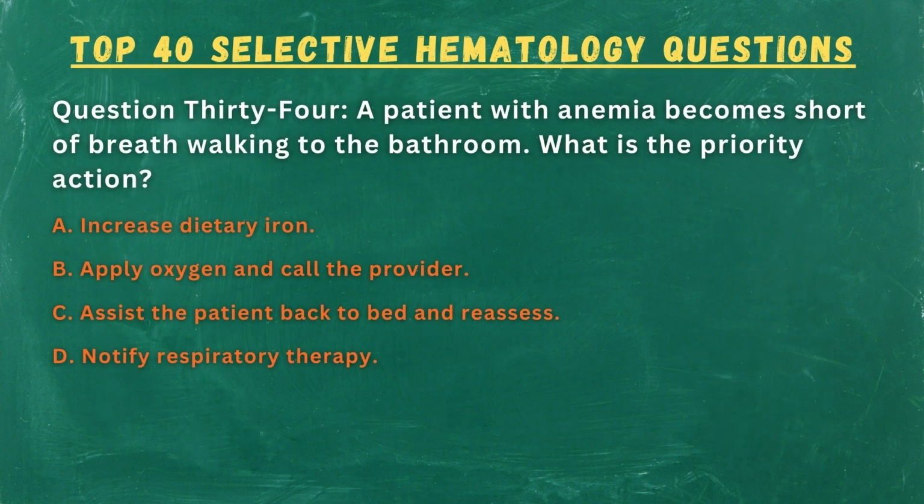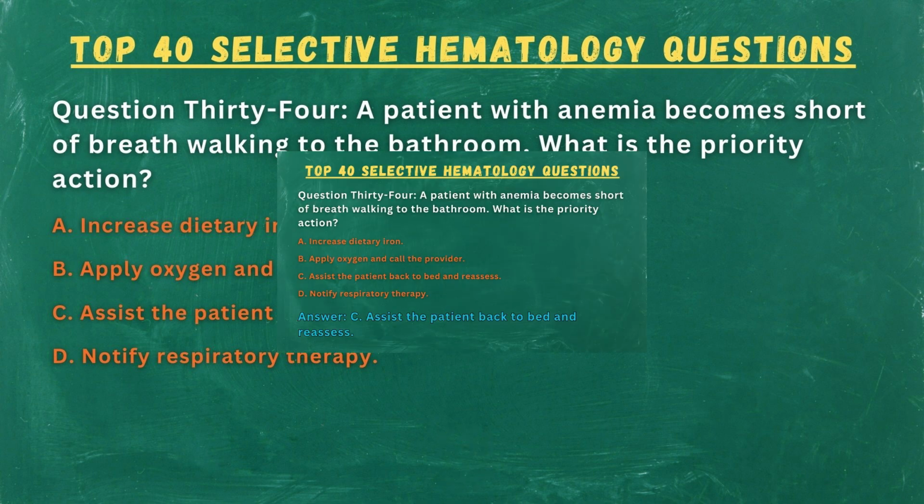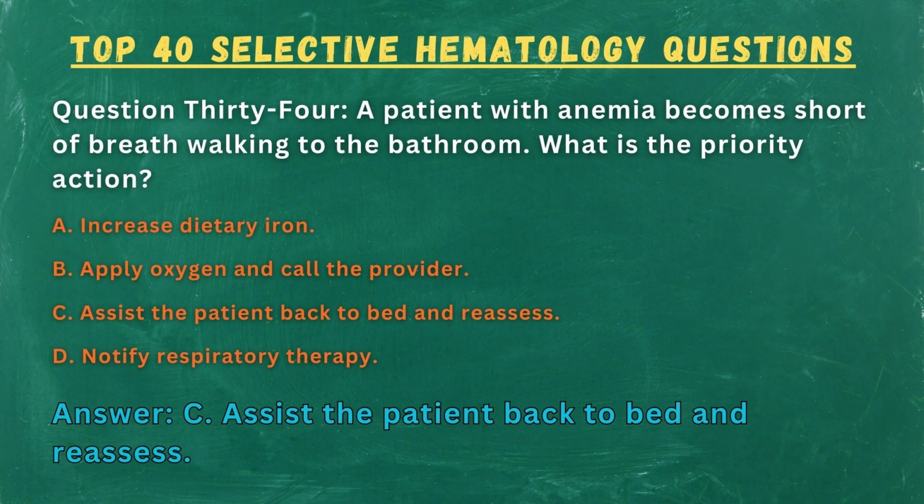Question 34. A patient with anemia becomes short of breath walking to the bathroom. What is the priority action? A. Increase dietary iron. B. Apply oxygen and call the provider. C. Assist the patient back to bed and reassess. D. Notify respiratory therapy. Answer: C. Assist the patient back to bed and reassess.